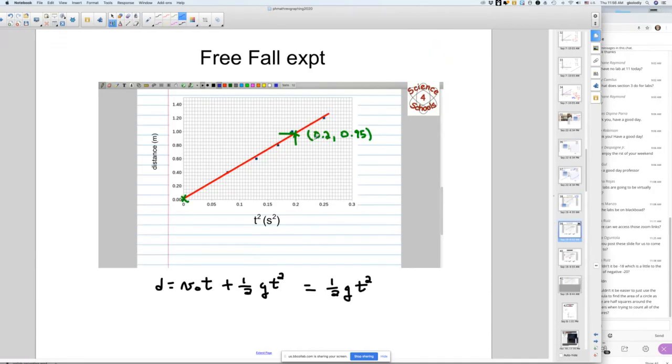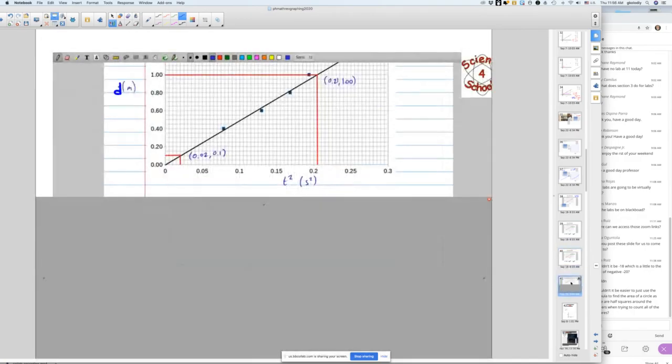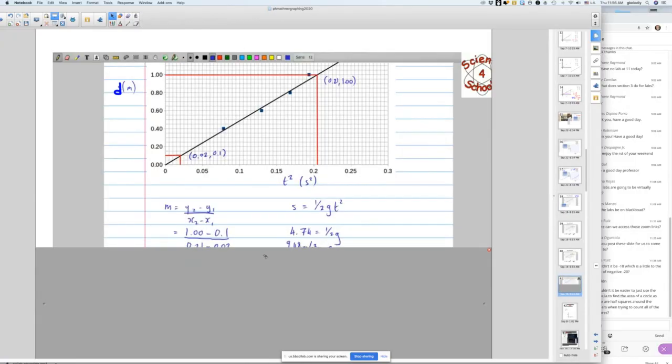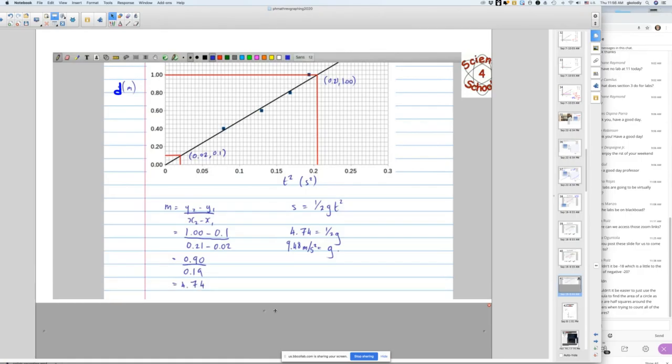Okay, so these are the points that I picked. This is 0, 0. This is this divided by that. The slope basically is going to be this number divided by that number. And you can see the slope turns out to be 4.74.